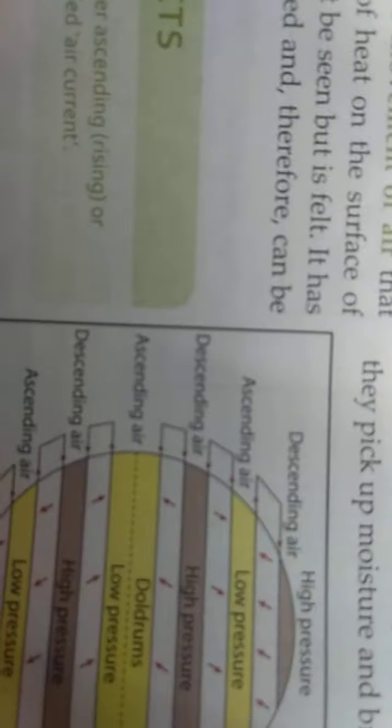What is the temperate region? This is the equator. This is the Tropic of Cancer, the Tropic of Capricorn. So that is known as the tropical region.